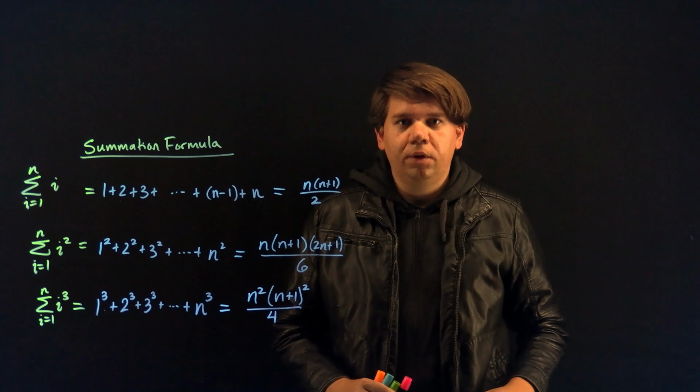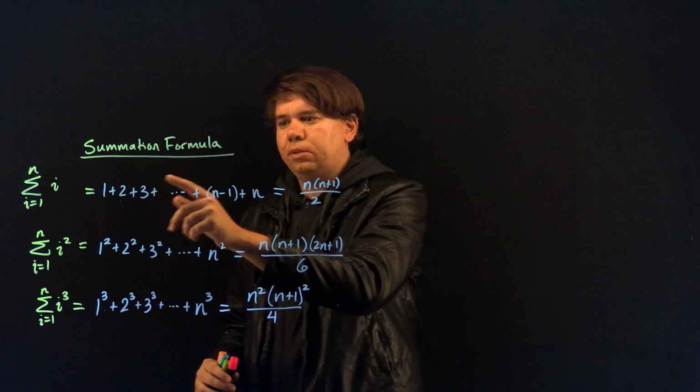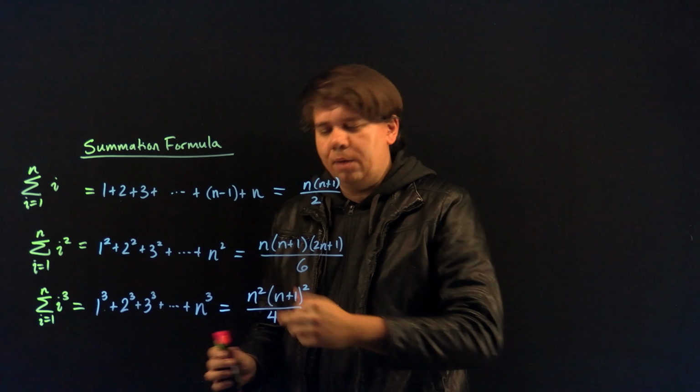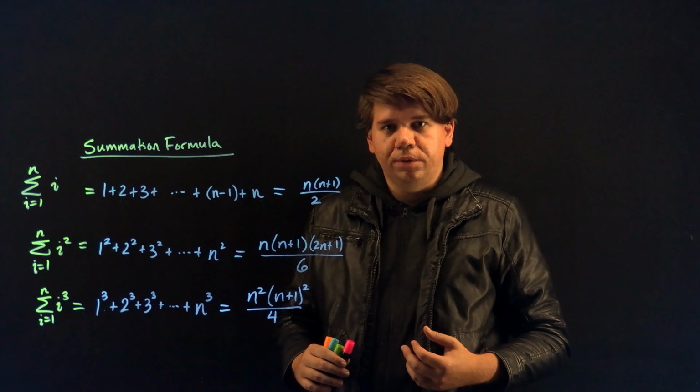In the last video, we introduced the summation formula. Quick ways for summing 1 plus 2 all the way through n, or for 1 squared plus 2 squared through n squared, or the same for cubed. Now we want to look at a few examples of how to use them.